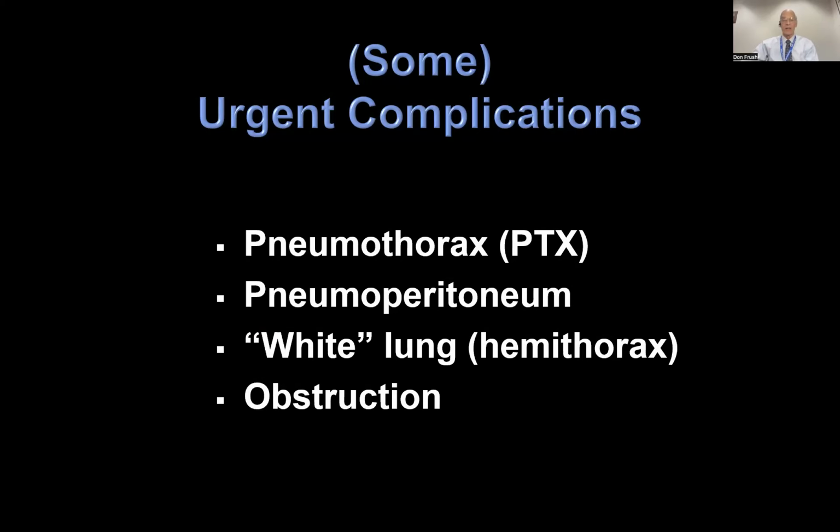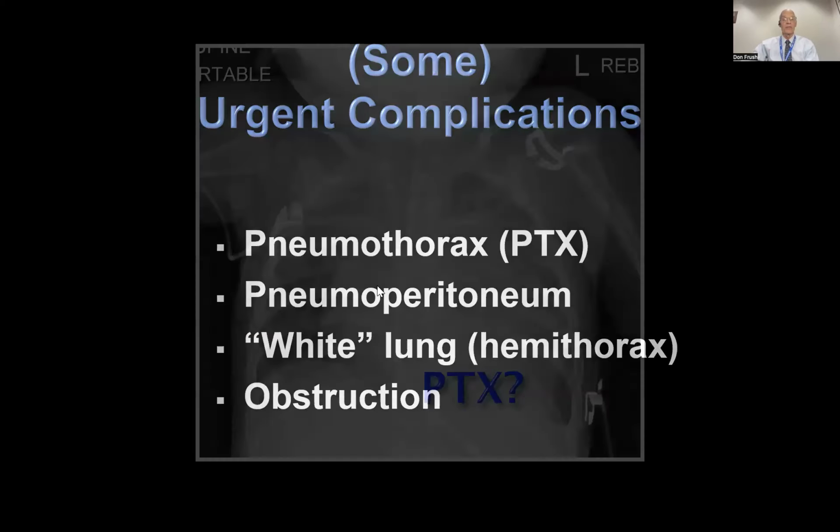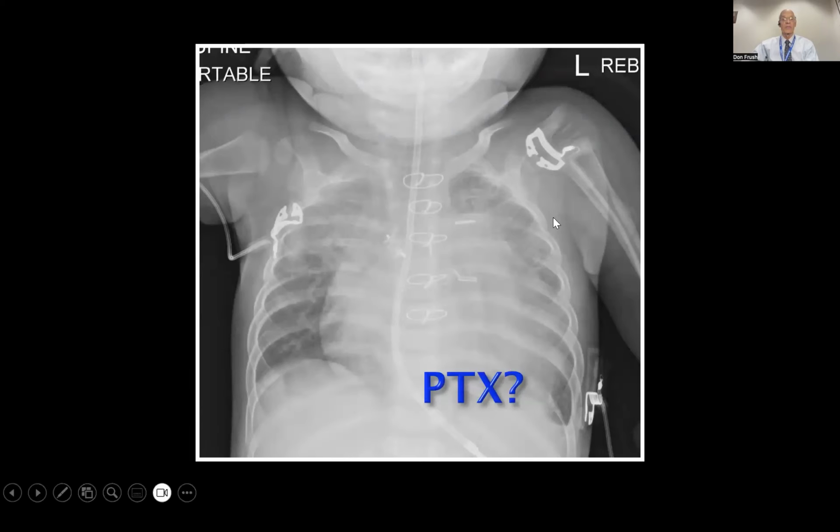So let's talk about some emergent and urgent complications here, both in the chest and the abdomen, in the final 20 minutes or so. And we'll start with the pneumothorax. So there's a child, post-operative, has some sternal wires, heart surgery, a feeding tube is here. Is this a pneumothorax or not?